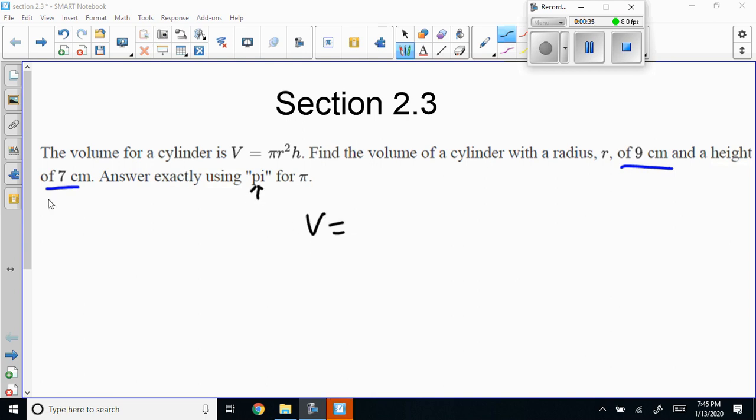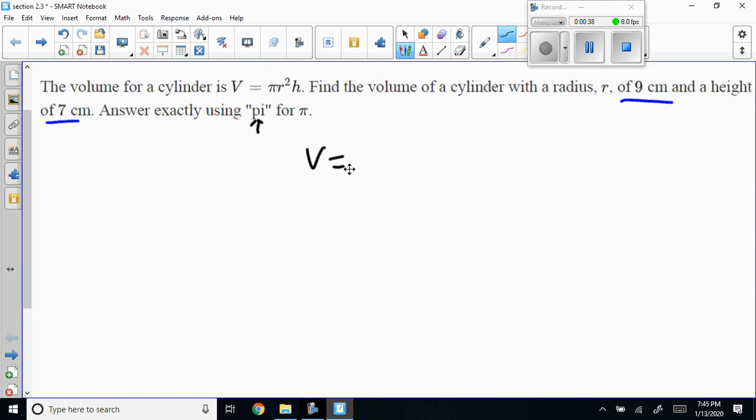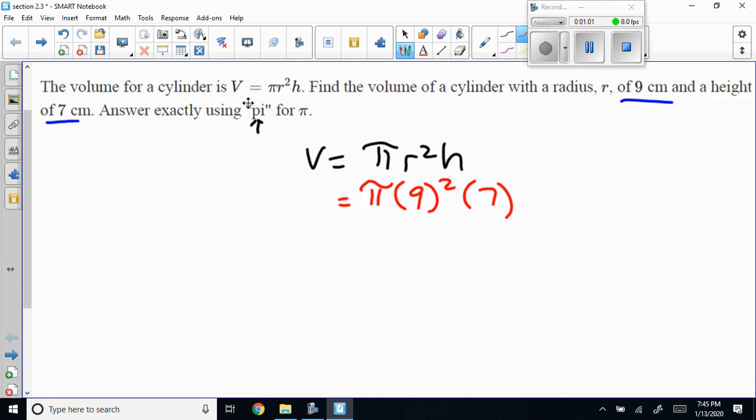So volume equals pi r squared h. Find the volume. So it's just substitute, right? 9 squared, height is what? Try. So leave your answer with pi, meaning pi as a symbol, not multiplied in. Does that make sense? That's what that means. So what's 9 squared? 81.